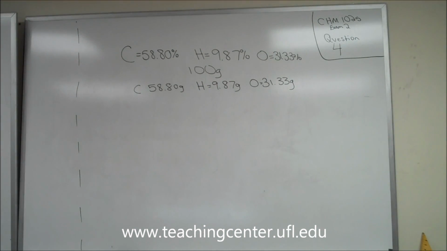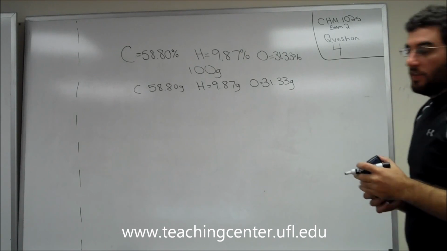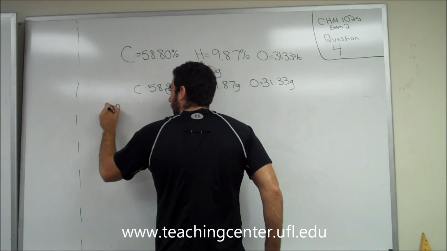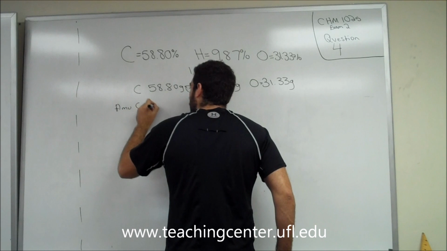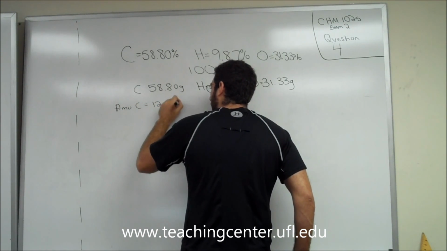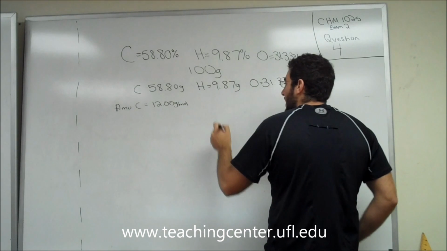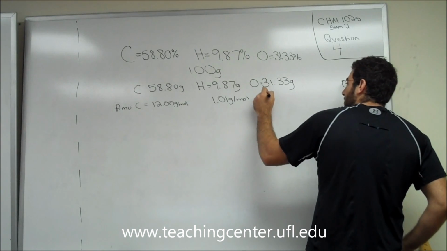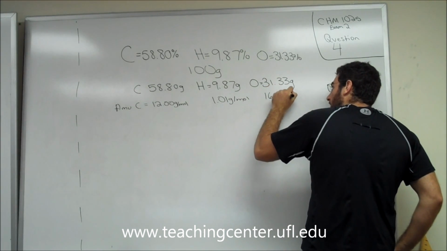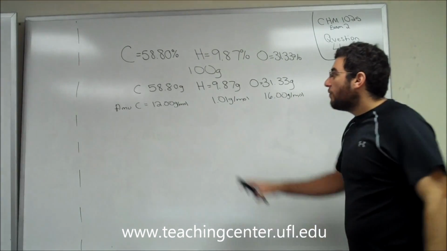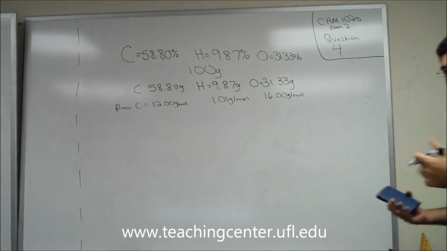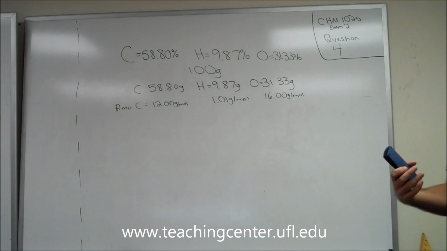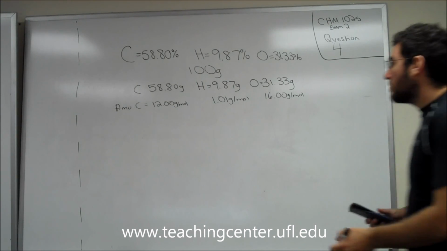Now, once we know how many grams of each we have, in order to determine the formula, we have to know the atomic mass for each of the elements. So we know from before that the atomic mass of carbon is approximately 12.00 grams per mole. Hydrogen is about 1.01 grams per mole, and oxygen is about 16.00 grams per mole. If we divide each of these grams by the atomic mass, we're going to know how many total carbons, hydrogens, and oxygens are in this.